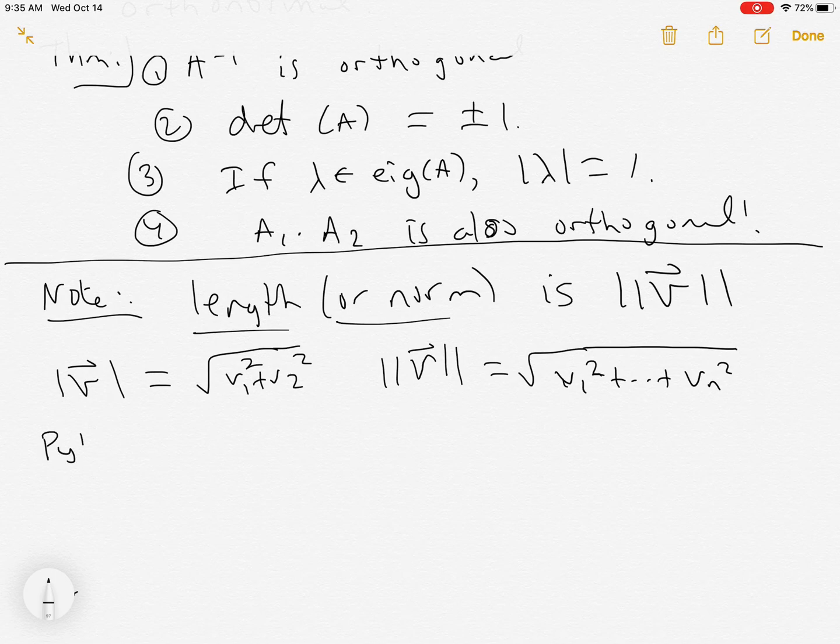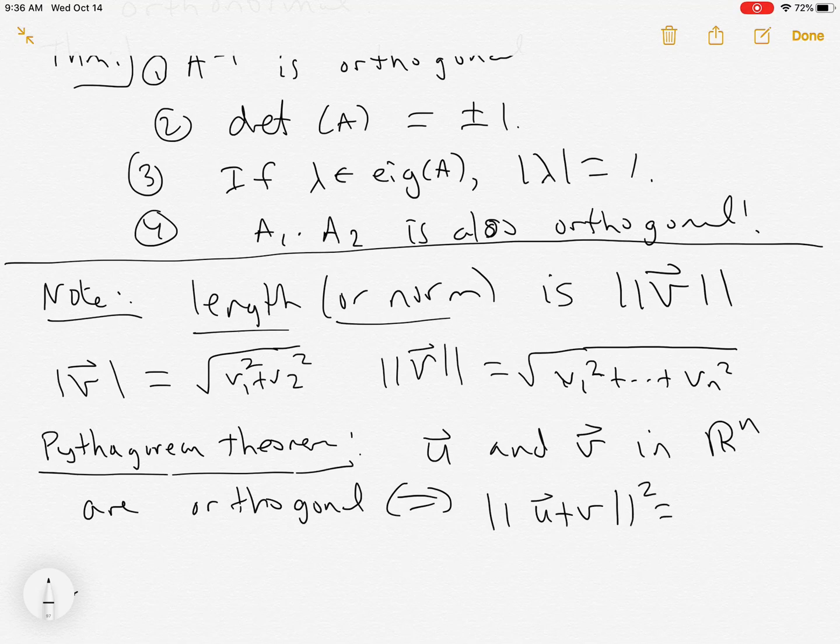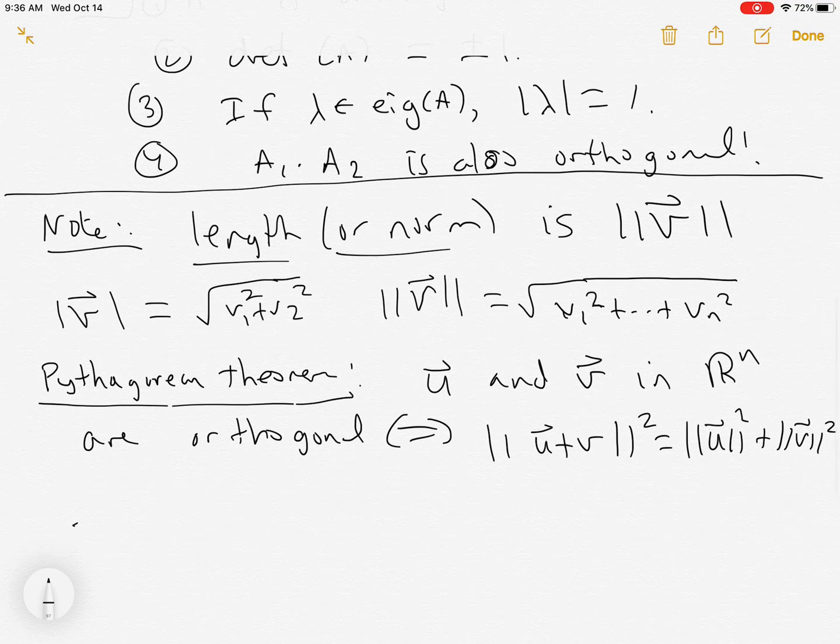And this is a really famous theorem. The Pythagorean theorem. Vectors u and v in Rn are orthogonal if and only if the length of u plus v squared is equal to the length of u squared plus the length of v squared. And when we have this oral exam for the final, one or multiple of you are going to be asked to show this for the case n equals 2. So you might want to get familiar with this.